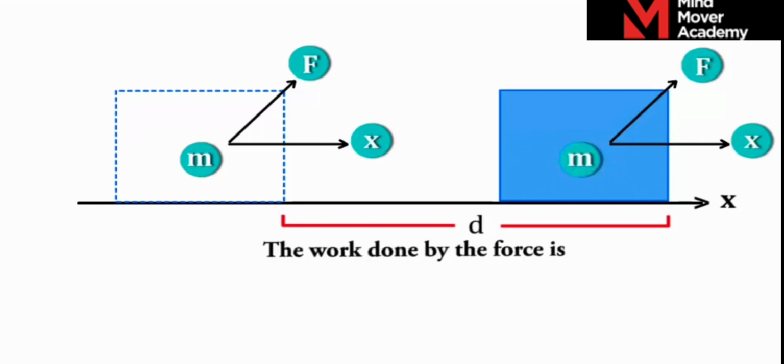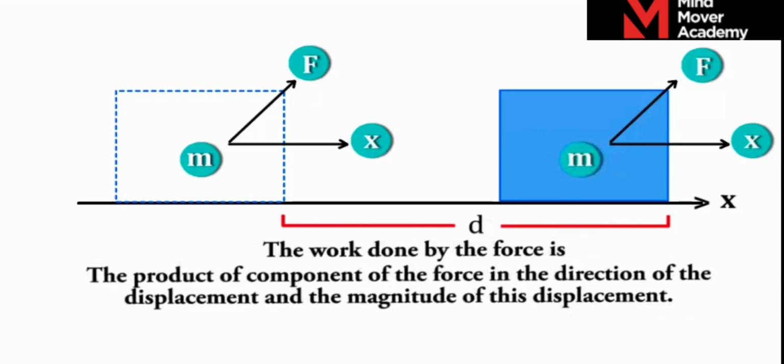The work done by the force is defined to be the product of the component of the force in the direction of the displacement and the magnitude of this displacement. W is equal to F cos theta d is equal to F dot d.